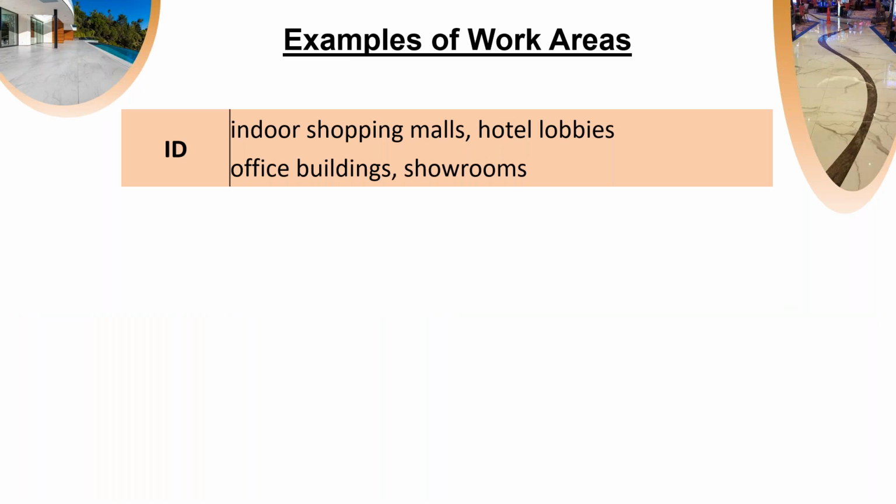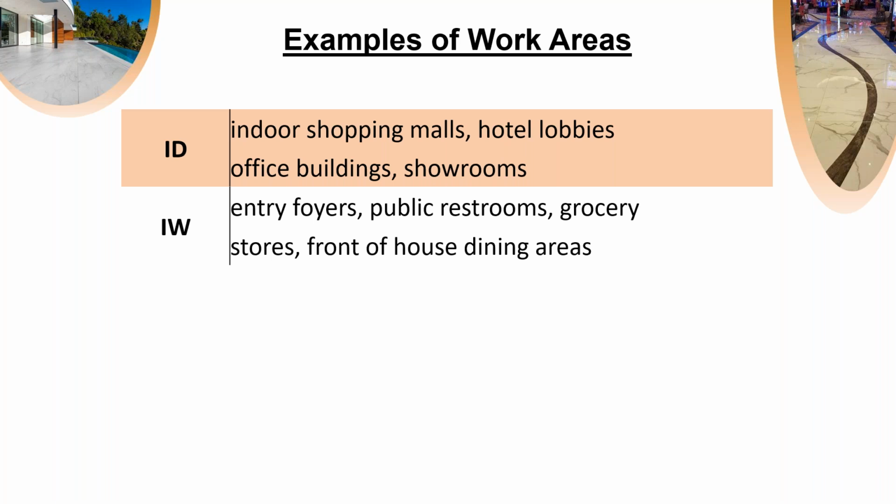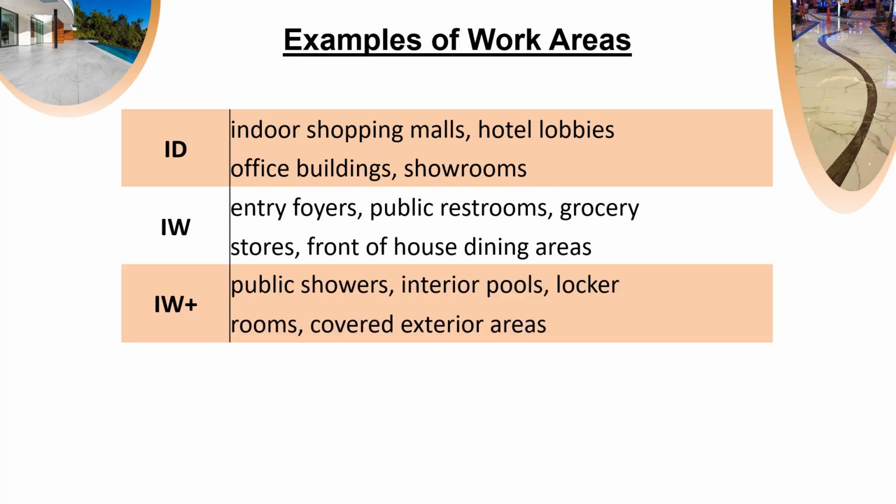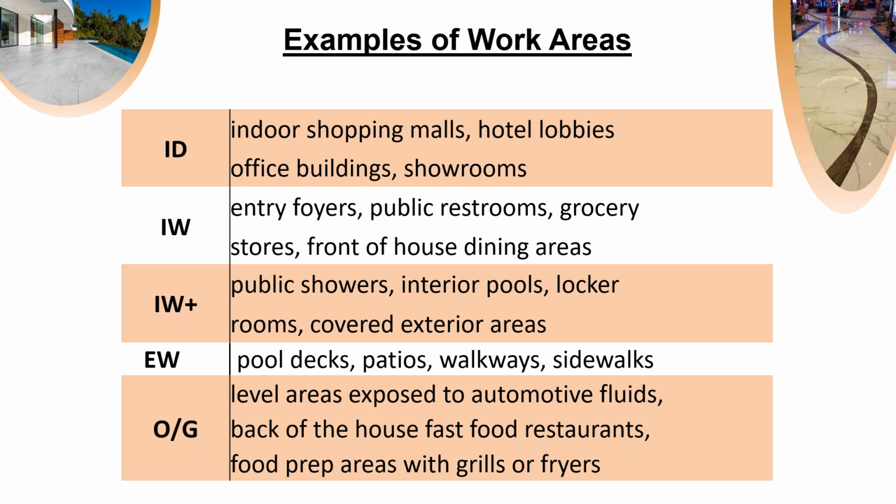And to help you define what those situations might be, they've come up with these examples of work areas. Interior dry would be indoor shopping malls, hotel lobbies, office buildings, and showrooms. Interior wet, entry foyers, restrooms, grocery stores, and front of house dining areas. Interior wet plus are public showers, pools, locker rooms, and covered exterior areas. Exterior wet are pool decks, patios, walkways, and sidewalks. And oils and greases pertain primarily to automotive fluids found in service areas and back of the house fast food restaurants where they might have food prep areas with grills or fires that may add additional greases to the floor. So the manufacturer should tell you where in those categories their particular tiles fit.